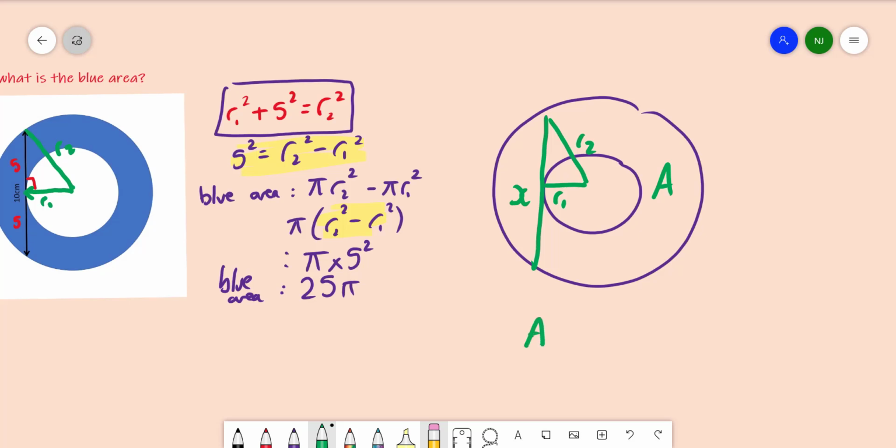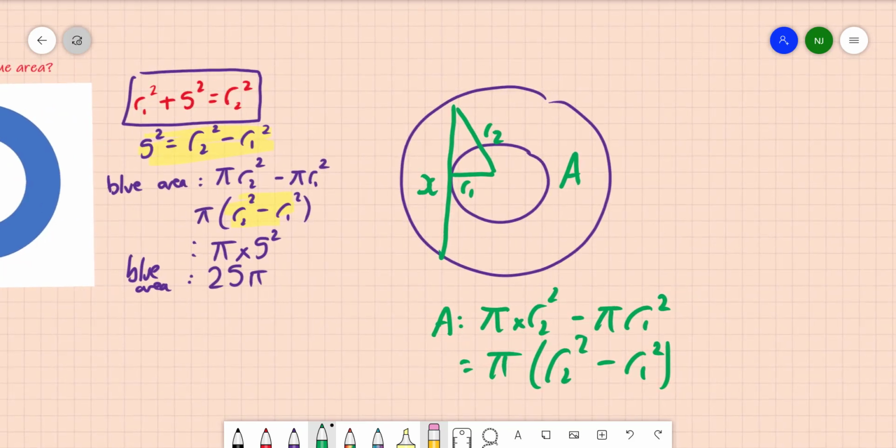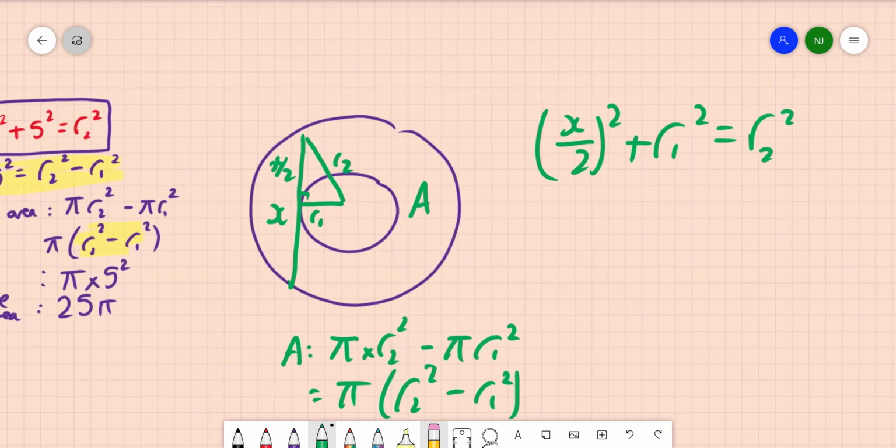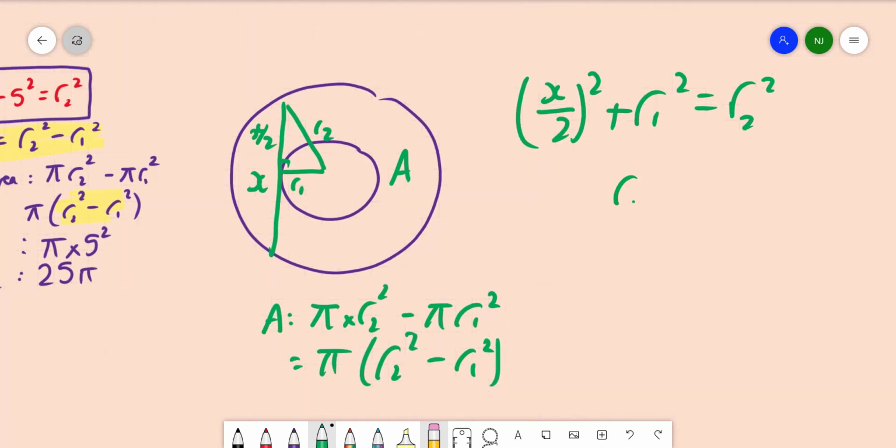So the area would once again just be pi times R2 squared, I mixed up the 2 and the squared, minus pi times R1 squared, which is pi times, and this is exactly the same as what we did last time, because this bit is completely general. But we also have this little Pythagoras thing going on here, where this length is x over 2. So we also have that x over 2 squared plus r1 squared equals r2 squared, which means that r2 squared minus r1 squared is always equal to just x over 2 all squared.